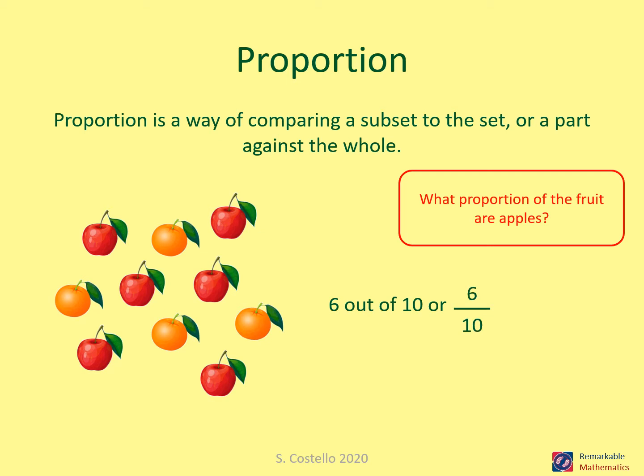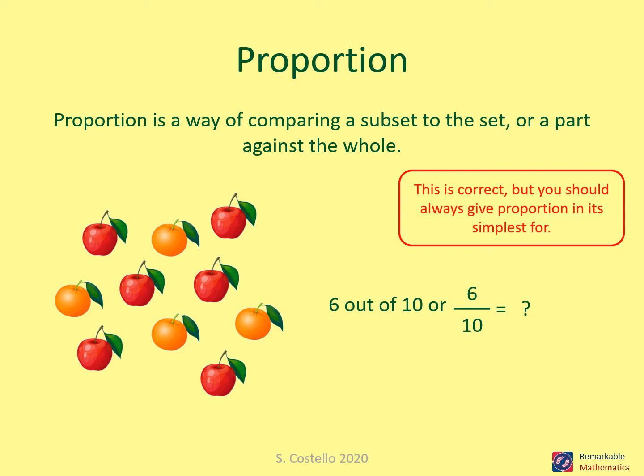Six out of 10, or we write 6/10 like a fraction, but we read it as 6 out of 10. This is correct, but you should always give proportion in its simplest form. So the same way we would with a fraction, we can cancel that down, so 6/10 would reduce to 3/5.